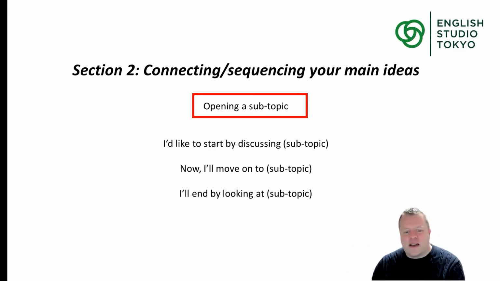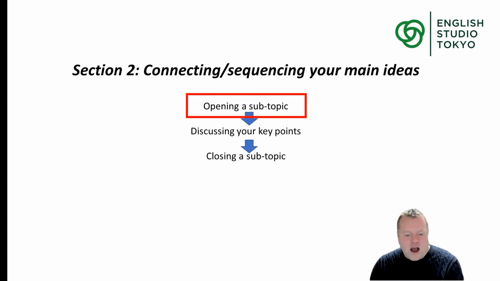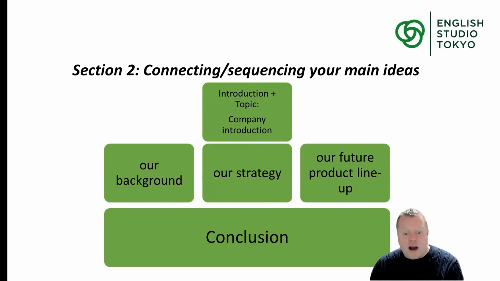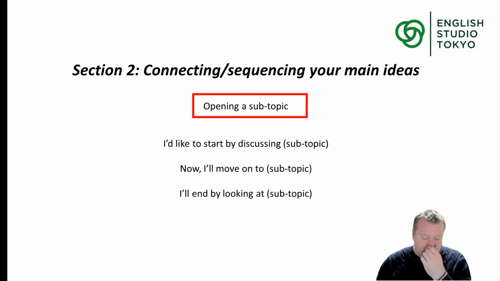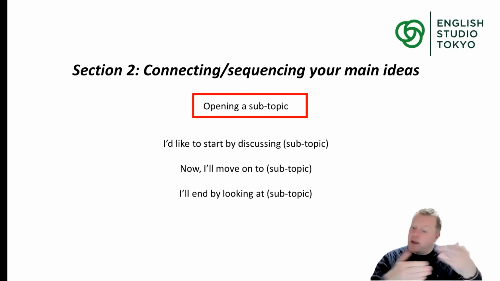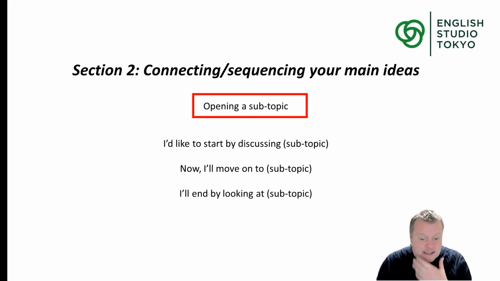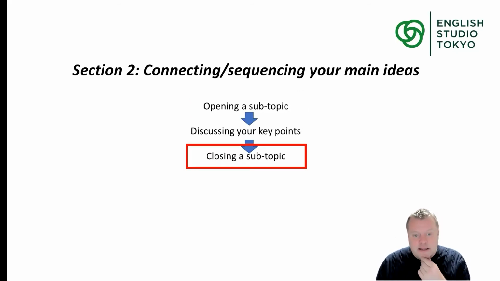So in this case, the first one was, what was it again? Our background. So we'd say, I'd like to start by discussing our background, and then blah, blah, blah. And then we close that topic. Now I'll move on to our strategy, blah, blah, blah. And then we close that topic. And I'll end by looking at our product lineup, blah, blah, blah. And then we close the topic. So that's it. Nice and simple, just like that.